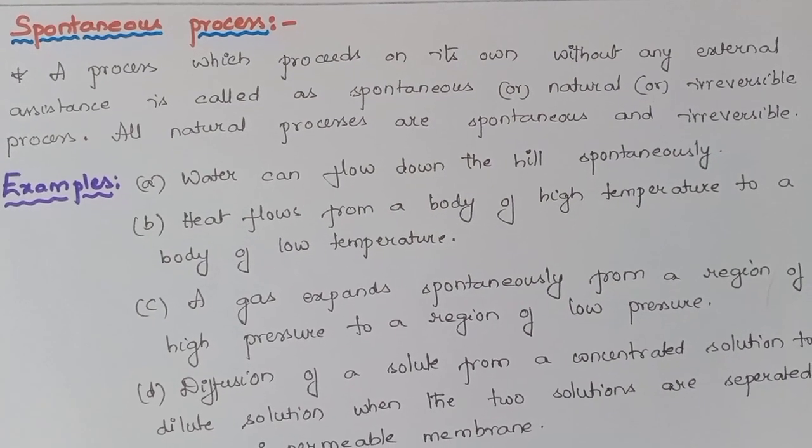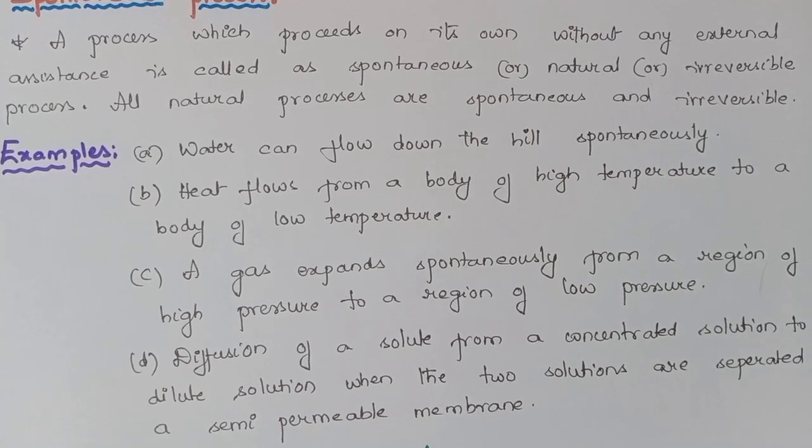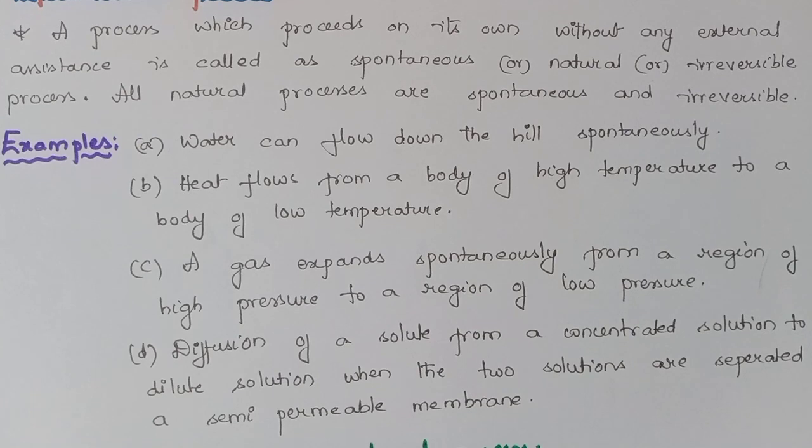This is one of the spontaneous processes. Next, second example: heat flows from a body of high temperature to a body of low temperature. This concept also we all know. It's the general flow of heat from a hot body to a cold body. Now, a gas expands from a region of high pressure to a region of low pressure spontaneously.